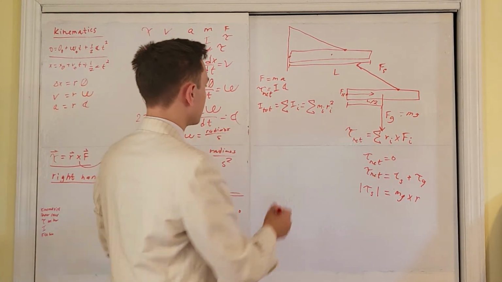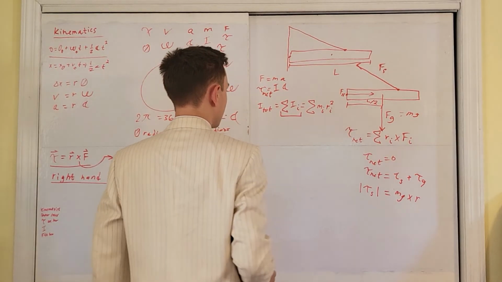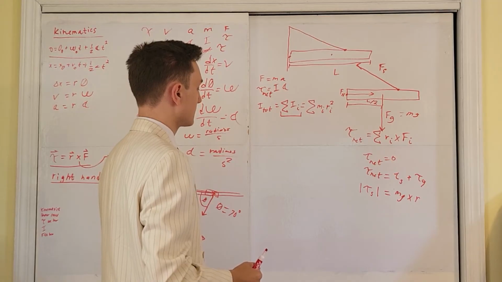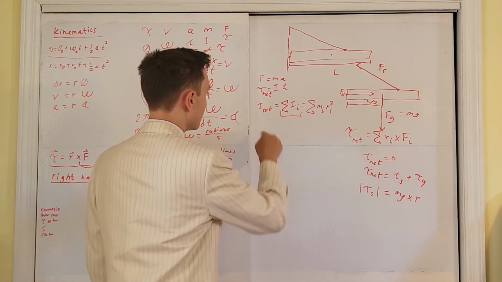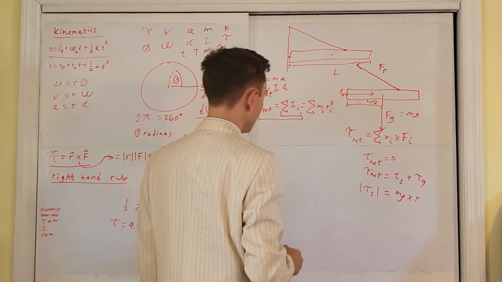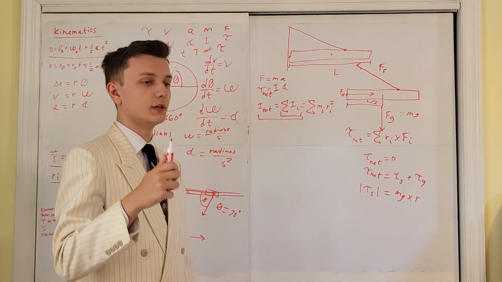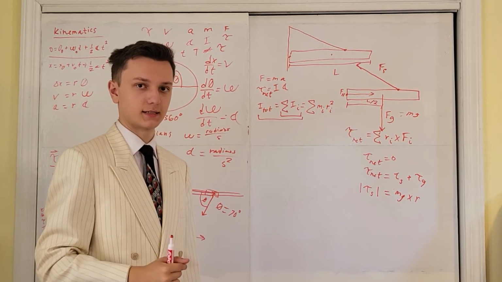So let's discuss this part first. The total rotational inertia is equal to the sum of all the component rotational inertias. This statement is only true if all the component rotational inertias are with respect to the same axis, okay?